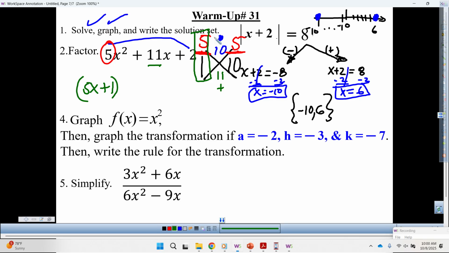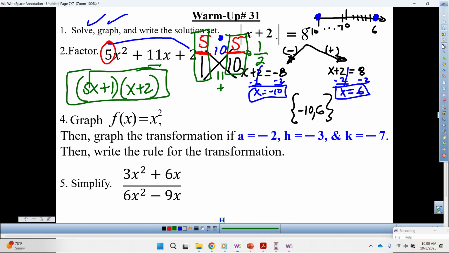Can we simplify 5 over 10 anymore? Yeah, divide by 5 top and bottom, right? 1 over 2, is that correct? So this would be x plus 2. So the top numbers always are x, the bottom numbers always are constants. And these are my factors.